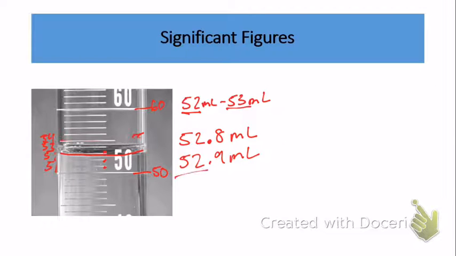So we should agree on the 52. Make sure that we do. And the last digit, of course, is estimated. So how many significant figures do we have here recorded? Again, that would be 3 sig figs, because we can only record 3 digits in our final measurement. All right?